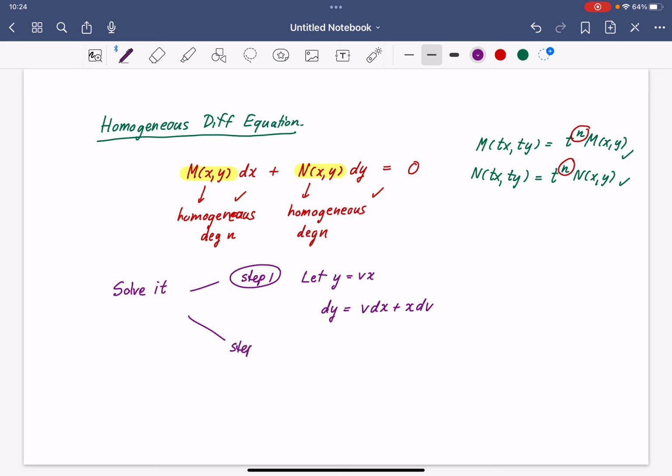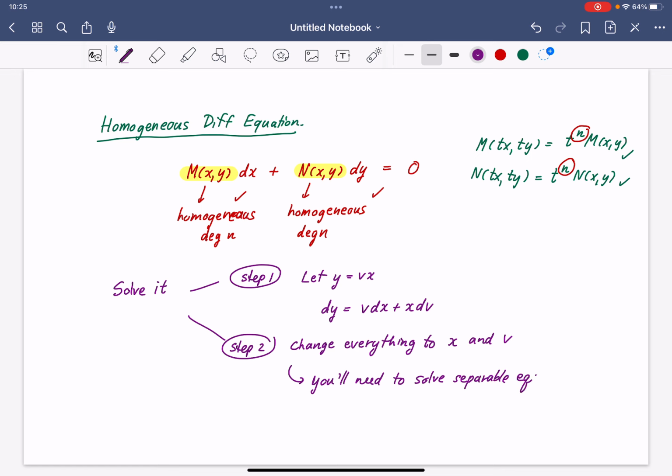So step 2, change everything to x and v, and everything is going to be a separable equation in terms of x and v. You will need to solve the separable equation in terms of x and v. Alright, let's see if you can do it, but we're going to have an example to show you how to do it soon.